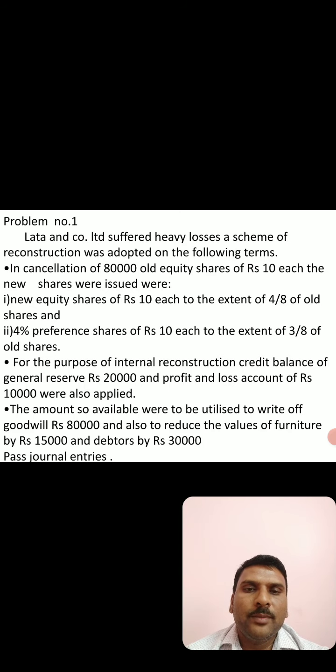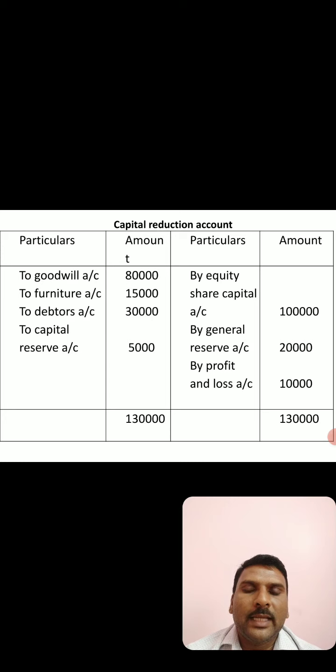So according to the problem, first of all we have to calculate the capital reduction amount by preparing the capital reduction account. This account shows the amount collected from the sources, that is from equity shareholders, reserve and profit and loss, shown on the credit side. Here, from equity share capital we are getting 1 lakh, reserves and surplus 20,000 and profit and loss account 10,000. So the total capital reduction amount is 1,30,000.